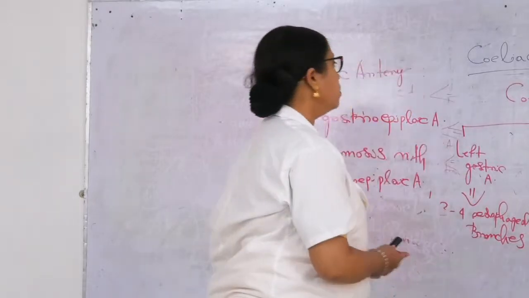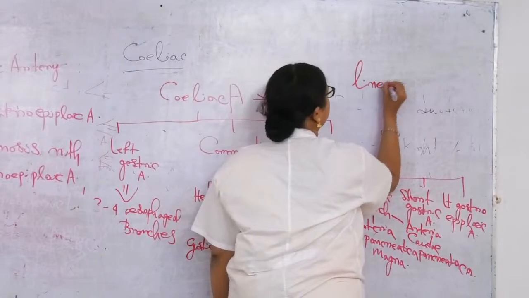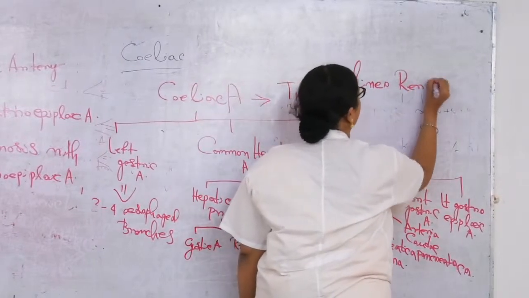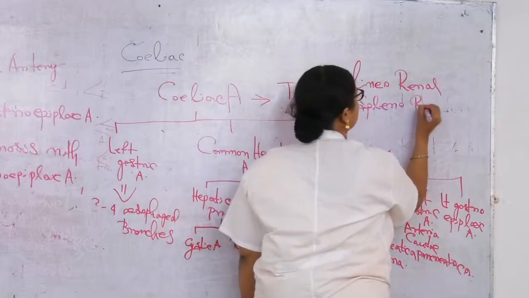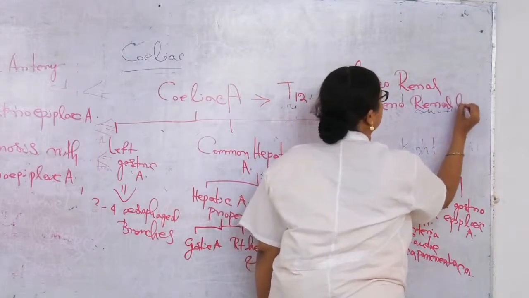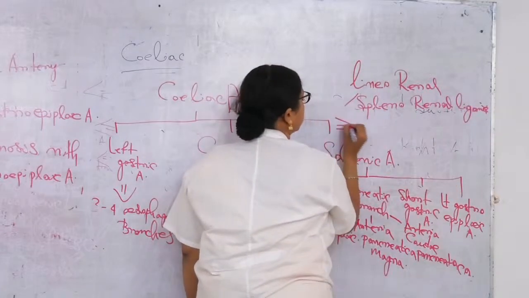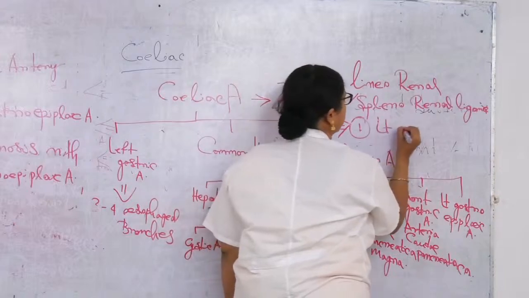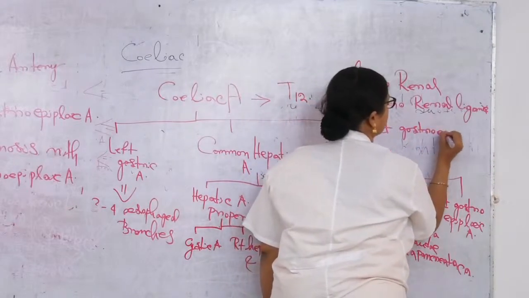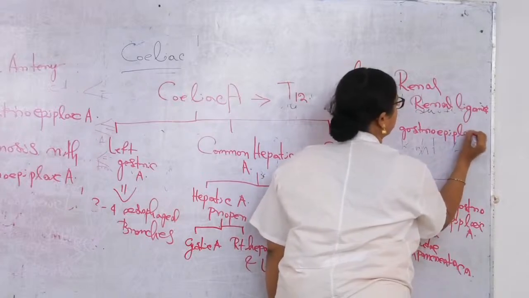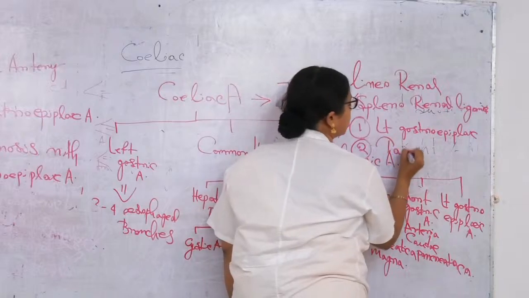Okay, so write it down. এটাকে আমি বলতে পারি both lienorenal, also another one is splenorenal, whatever you call it. Okay, so what is the content? Number one is the left gastroepiploic, okay, and the second one is the tail of pancreas. Don't forget the tail of pancreas.